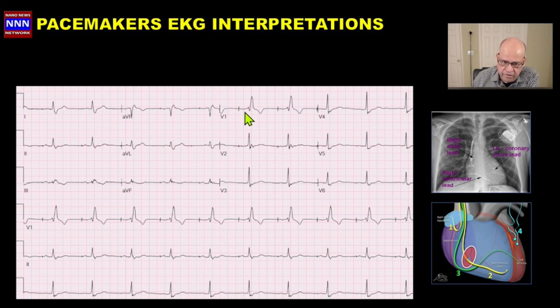So we have atrial pacing, ventricular sensing, because we don't see any ventricular spikes. And in addition to that, we have a right bundle branch block. So this is not a ventricular pacing. This is not a wide QRS rhythm. It is basically atrial pacing with the right bundle branch block. And that's what we see on this electrocardiogram.